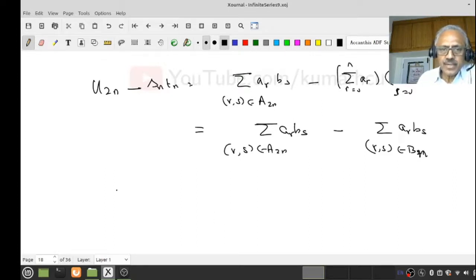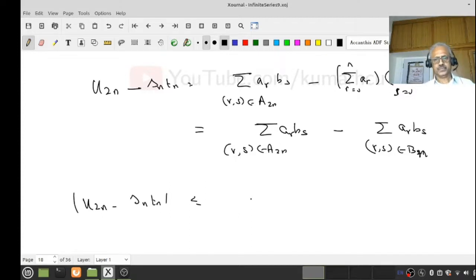Are you following? Now I want to estimate this in modulus. Therefore, modulus of U2n minus SnTn is less than or equal to, right? Now what do I do? So I want to do an estimate. Now I have BnTn. Now there is a slightly trickier thing. See, you see that U2n, I have this. What I would like to do is replace the terms by mod Ar, mod Bs. Alright? Are you following? Yeah? So I want to do that.